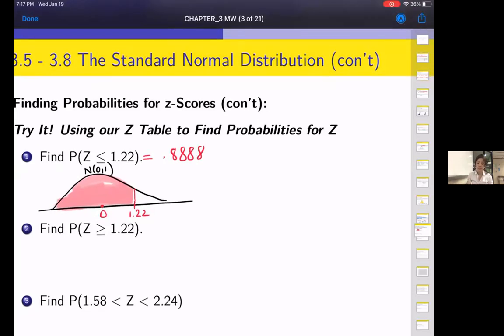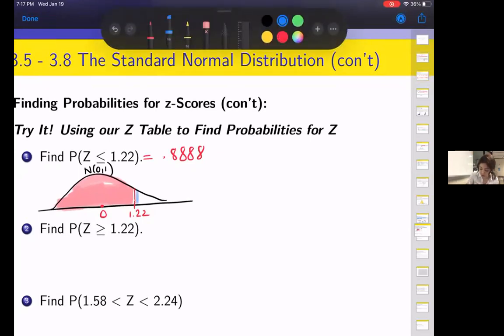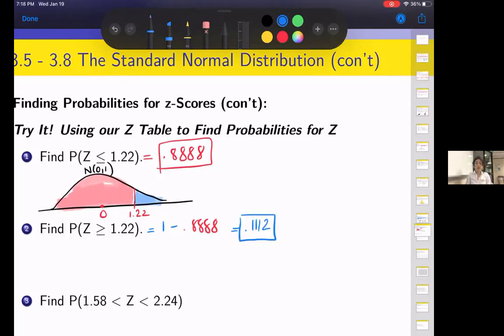What about P of Z greater than or equal to 1.22? That means I want the blue area, right? Like Sean said earlier, we just subtract from 1. So 1 minus 0.8888 is equal to 0.1112. So far, so good.